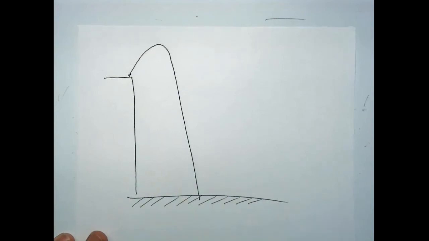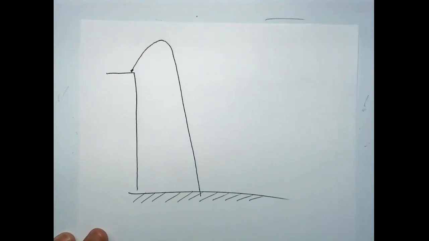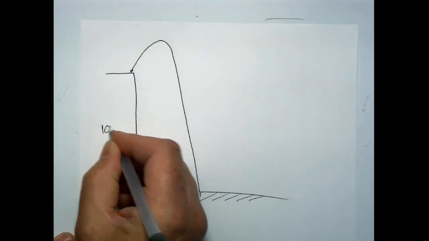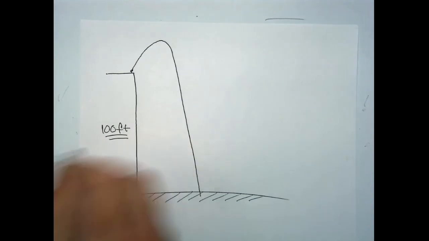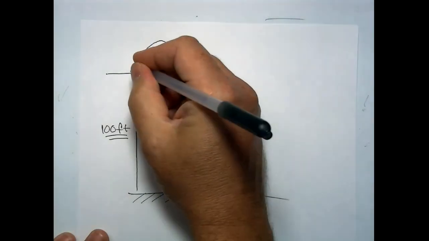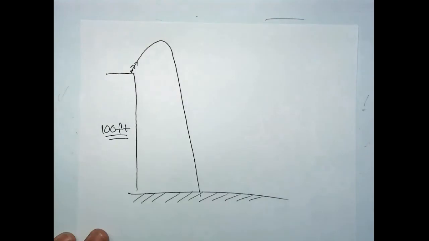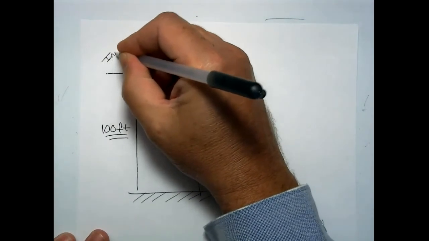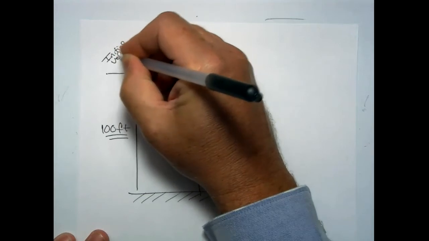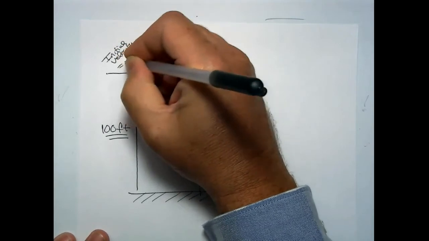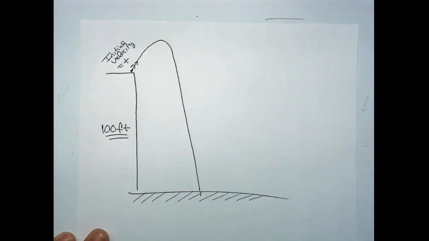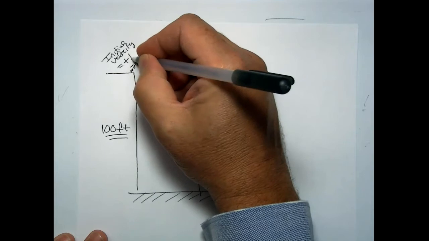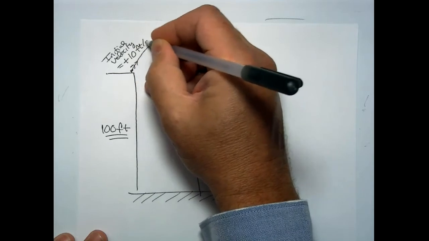It's going to be a parabolic shape like that. And let's say that the building is 100 feet high. And let's say the initial velocity that I throw the object up, I'll say initial velocity equals plus, because I'm throwing it up. That's the positive direction. And let's go up at, how about 10 feet per second? Okay?